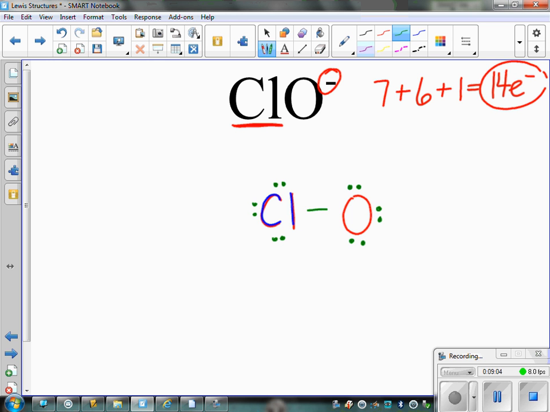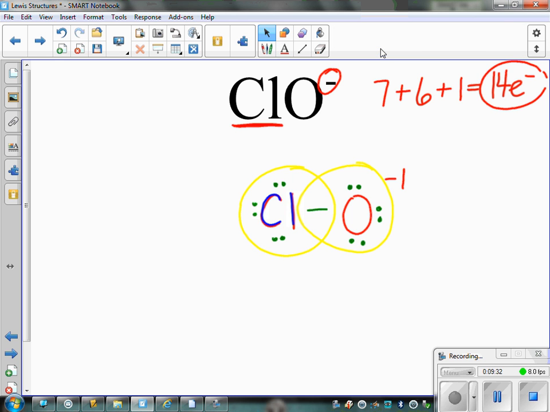Now I need to check my octets. So if I take a look here, I have got 8 on my oxygen. I've got 8 on my chlorine. So I'm actually good. You don't have to circle these, by the way. You're just looking, but I'm trying to help you see it better. So this is actually the structure for ClO with a -1 charge. But one very important thing, in the structure, you still have to write the charge. So you're going to put the charge in the upper right-hand corner, like so. Okay, so that is that one.